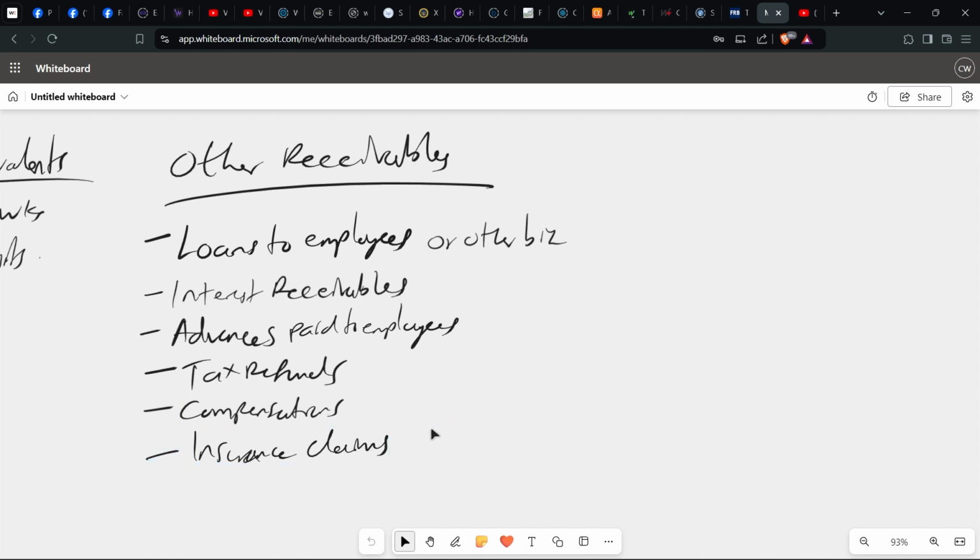For example, if the factory or some property belonging to the company was damaged, probably by a natural disaster, they are eligible for insurance from the insurance provider. So that money that they will get from the insurance claims is recorded as a receivable, other receivables.